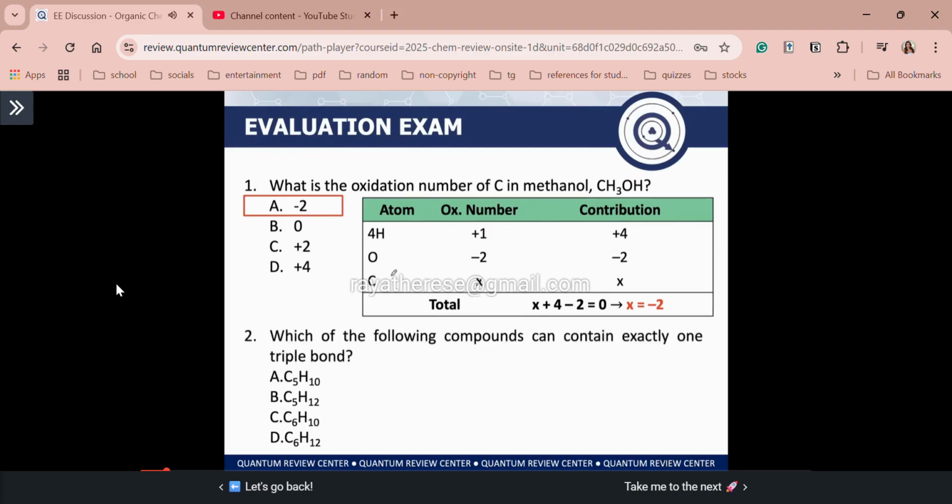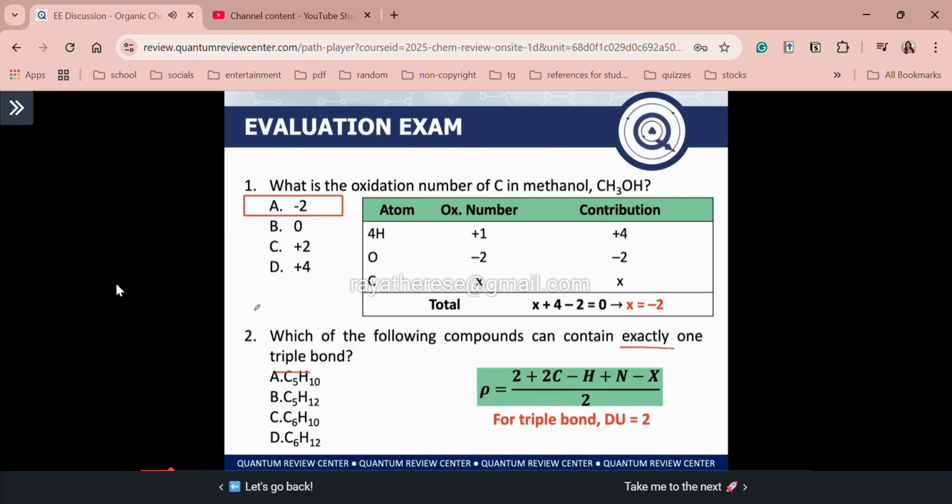Okay, so next item, which of the following compounds can contain exactly 1 triple bond? O sir, gagamit ba kami here ng degree of unsaturation? Yes, very good class. Again, dapat alam nyo or you are already familiar and memorize nyo na ang DU formula. Remember class, kapag triple bond, exactly 1 triple bond lang daw. So that's our keyword. DU is equal to 2.